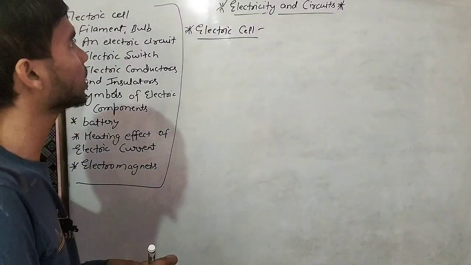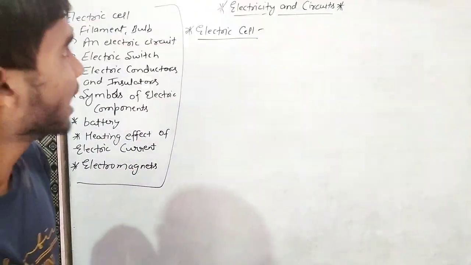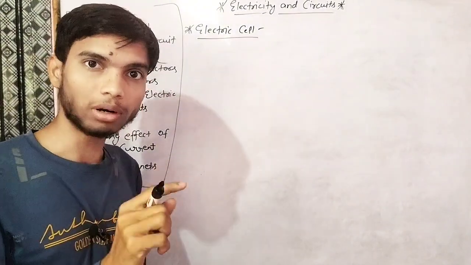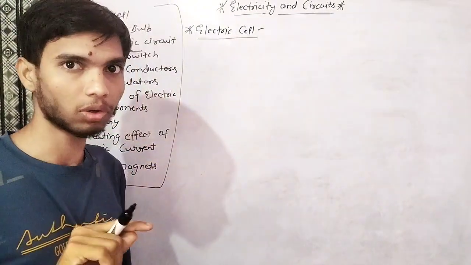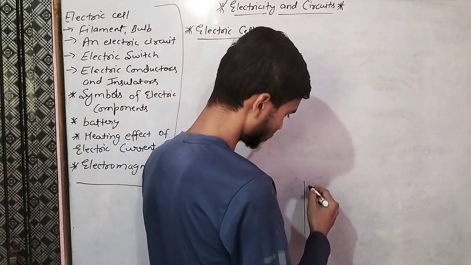So here we are adding the word electric with cell. So now it is an electric cell. So say it like this.